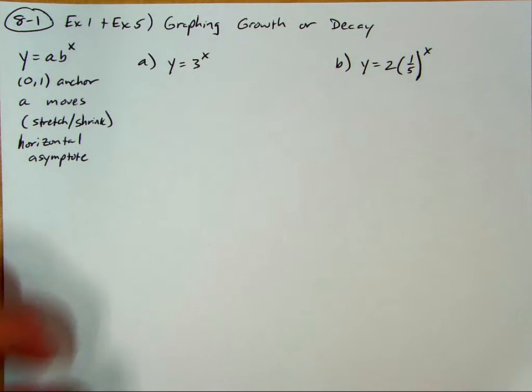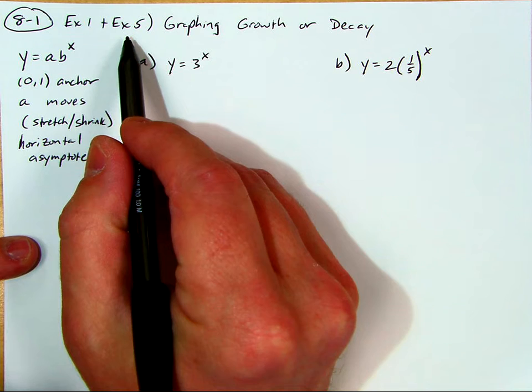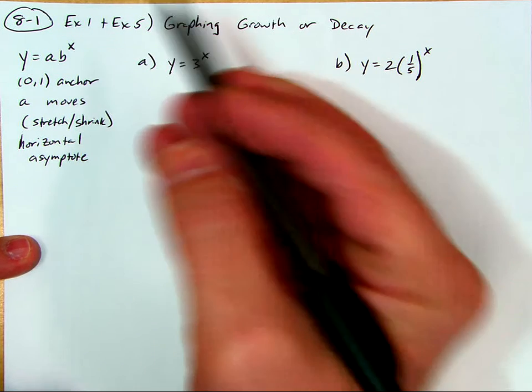Alright, here we go. First video in 8-1. This is going to be doing example 1 and example 5 together. It's graphing growth or decay.